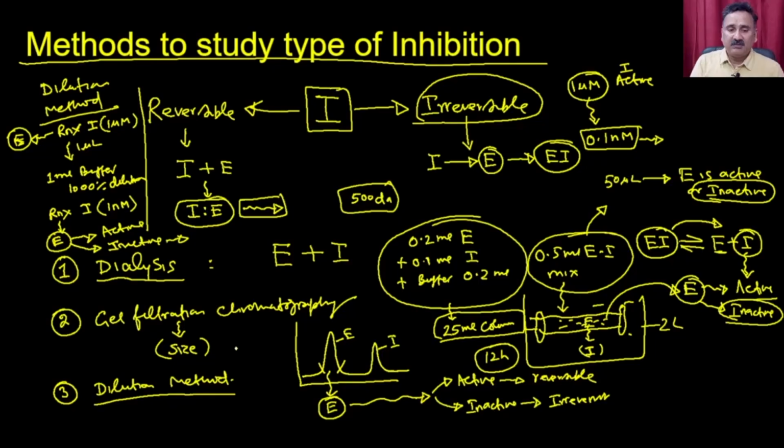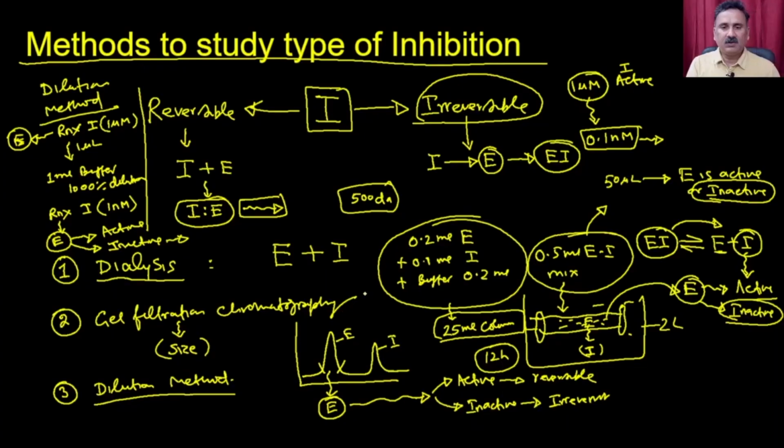If the enzyme is inactive, then the inhibition is irreversible. The dilution method is a quick method, but it has its own drawback: sometimes when you do a 1000 times dilution or 100 times dilution, the enzyme concentration also becomes very low, and at that concentration, you may not get a very good readable count.